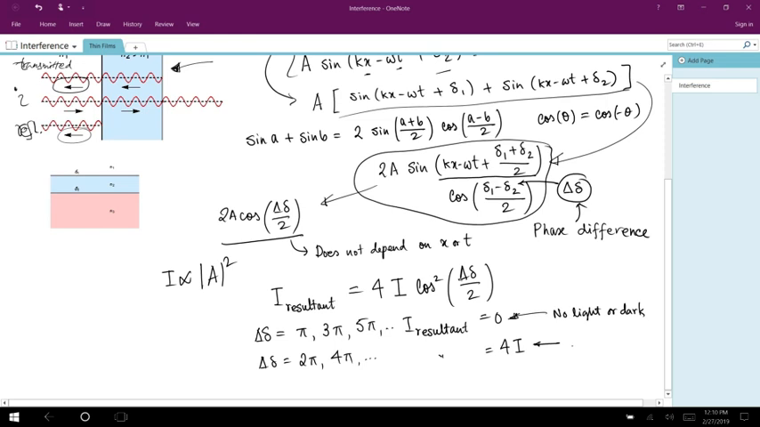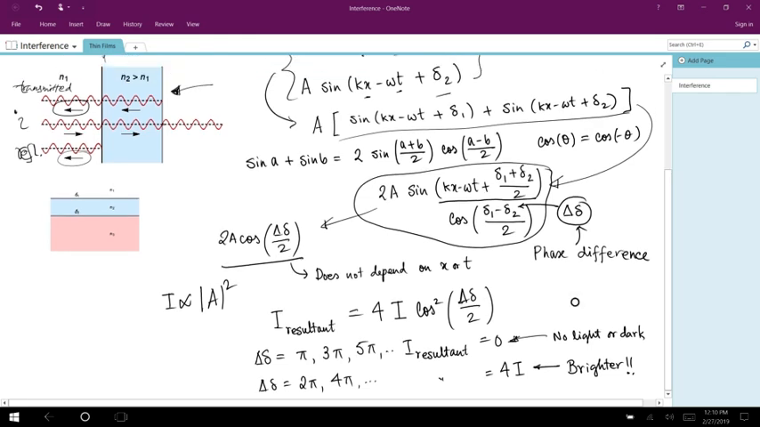And if the I resultant is 4 times I, it's generally brighter than the original source, right? So that's the interesting effect of interference. After interference, the light can look brighter, and there can be some dark spots. So there will be intermittent dark and bright spots depending on this delta delta.